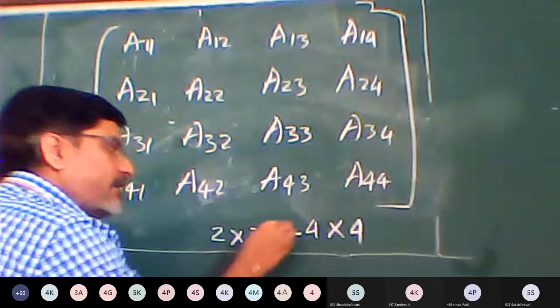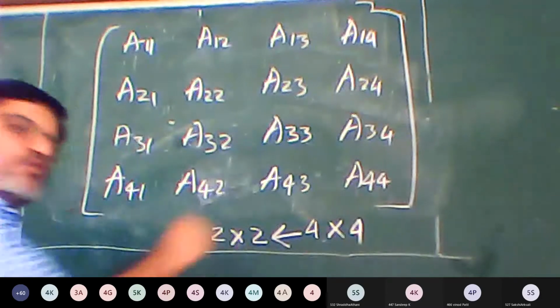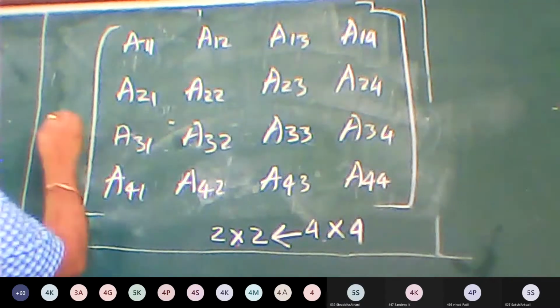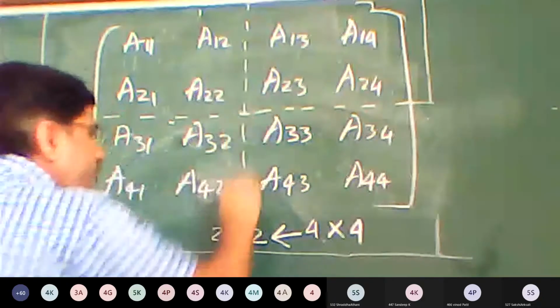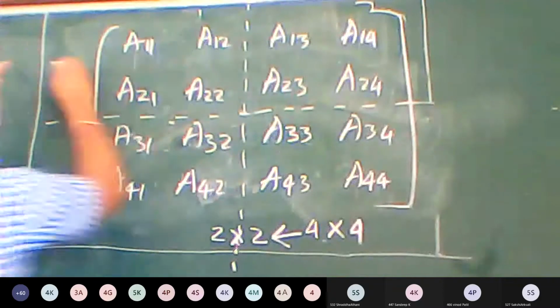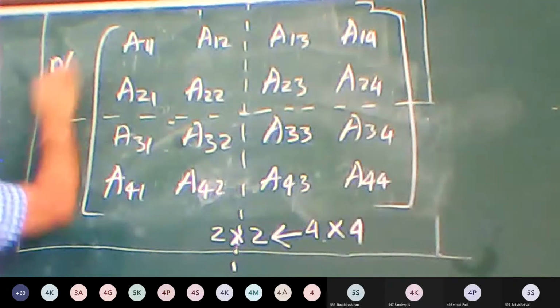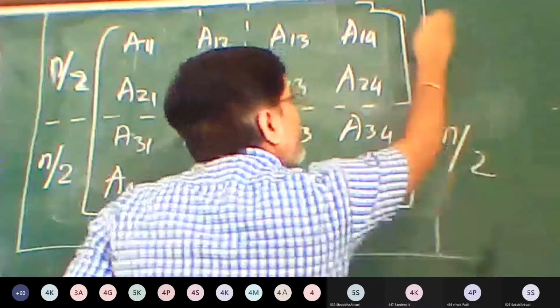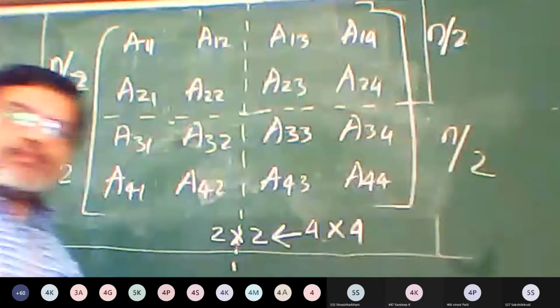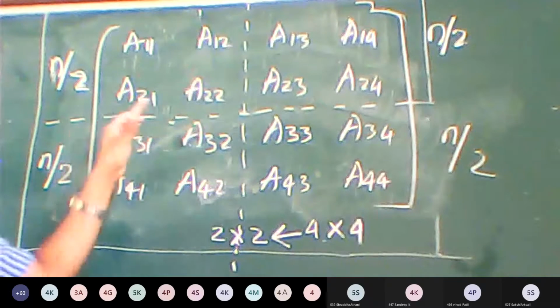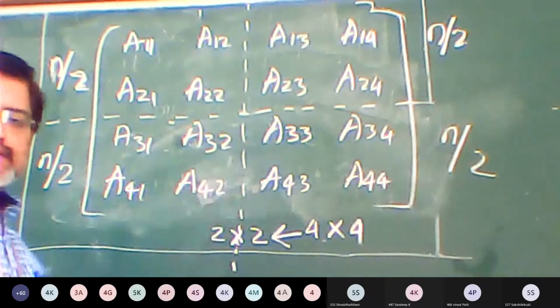This particular 4 cross 4 order can be divided into 4 different sub-matrices of the type 2 cross 2. Can we divide this 4 cross 4 matrix into a set of four 2 cross 2 matrices? Yes, sir. How? Look here. Like this, we get 4 different quadrants. Each of these is n by 2. If there are square matrices, then we need to divide those square matrices into n by 2 matrices.